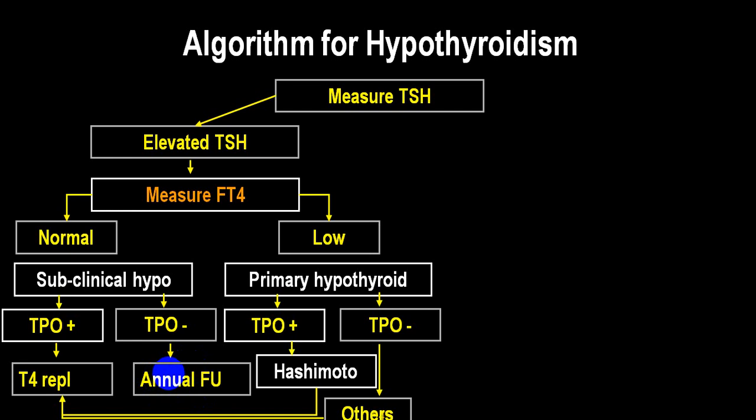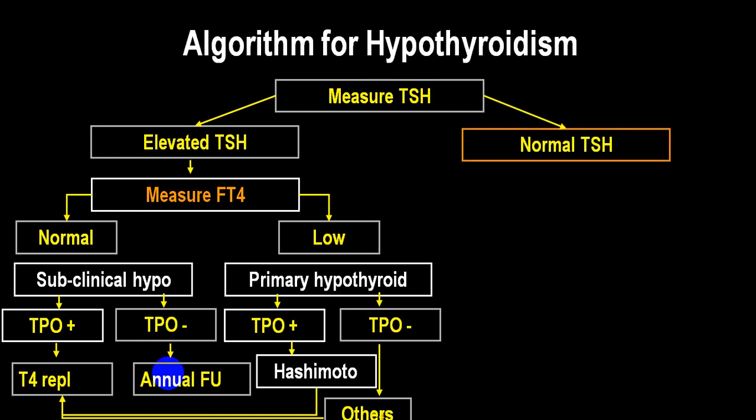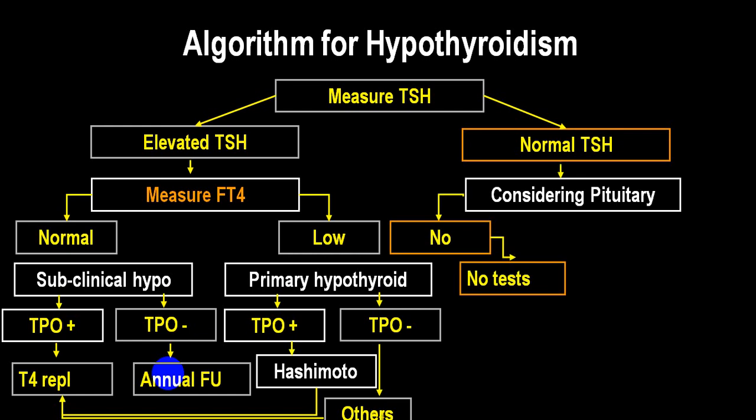Initially 3 months, then later on 6 months, then annual follow-ups. The person should be followed up, looking for the person developing symptoms, maybe becoming clinical, with regular T3, T4, TSH levels, etc. If TSH level is normal and the person is having clinically hypothyroid symptoms and signs, consider pituitary disorders.